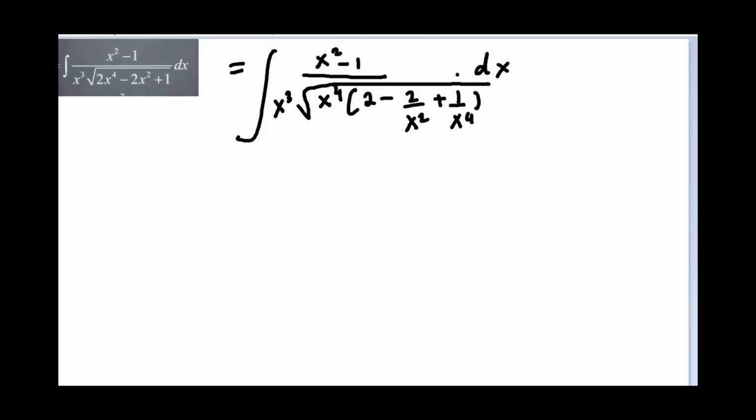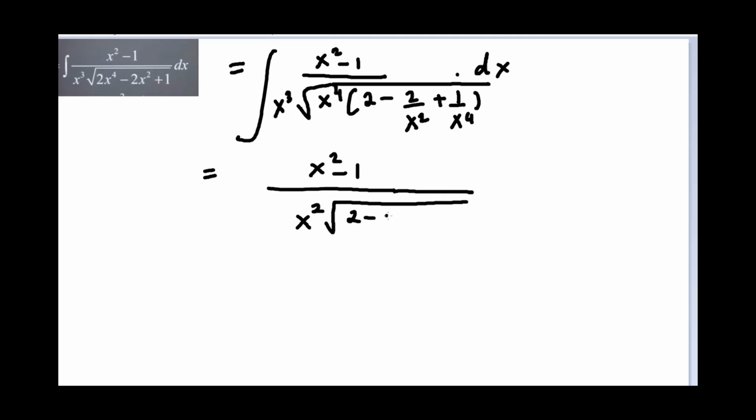Now let me push this x to the power of 4 out of the square root, so that would give me x to the power of 4. When it comes out, it will become x squared, and you got the square root. You have 2 minus 2 over x squared plus 1 over x to the power of 4, and you have x to the power of 3 there.